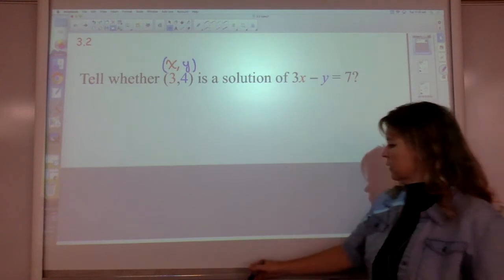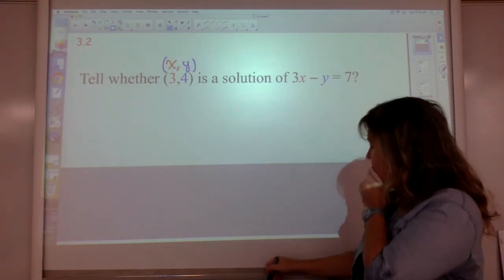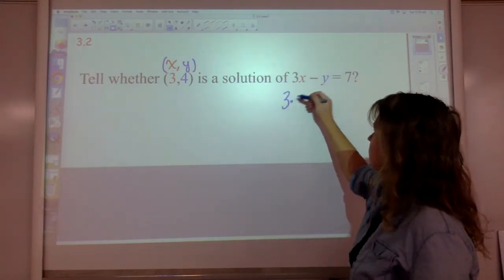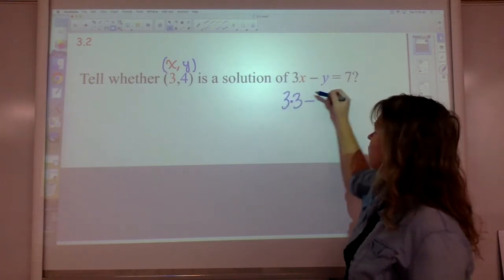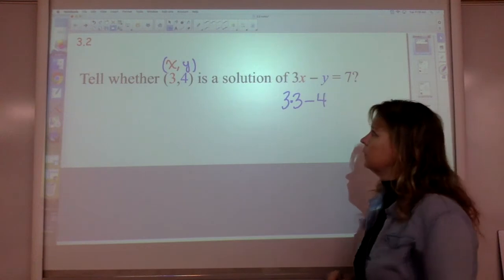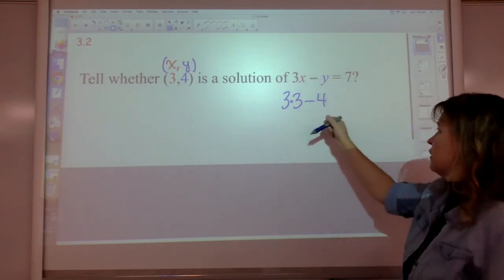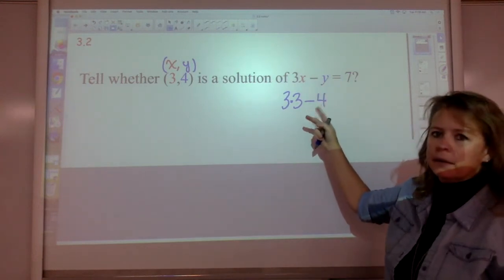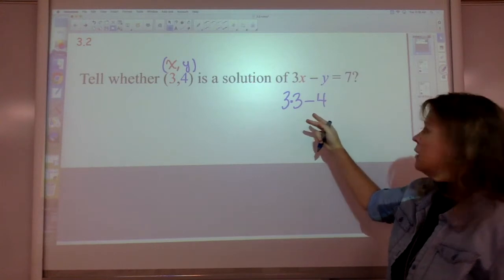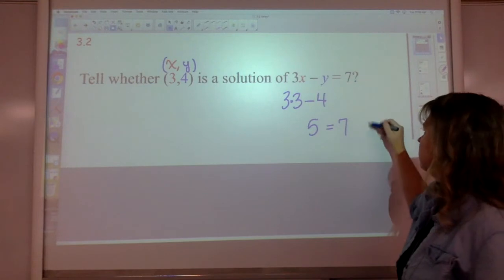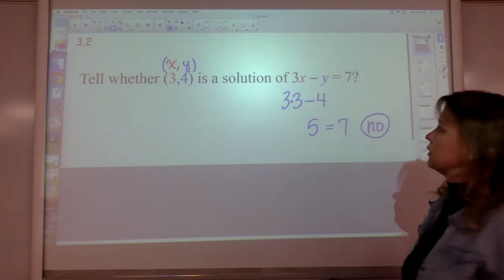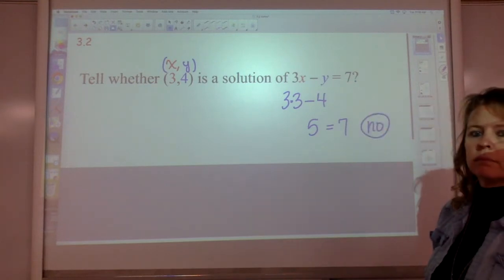So all we have to do is take 3 times x, which is 3, minus y, which is 4. 3 times 3 minus 4. Hit that on your calculator. Don't do it in your head. 3 times 3 minus 4. You get 5 equals 7. No, it's not a solution. That's all it's asking for.